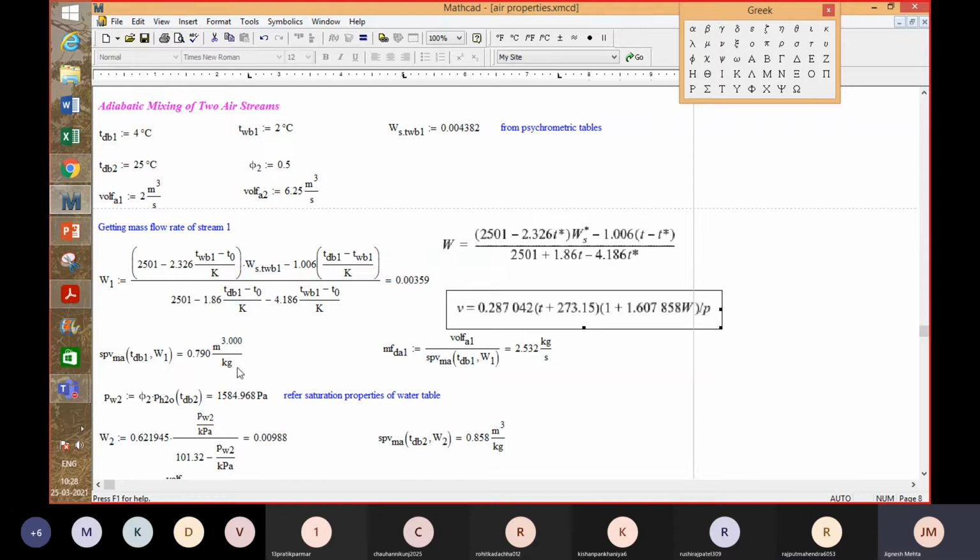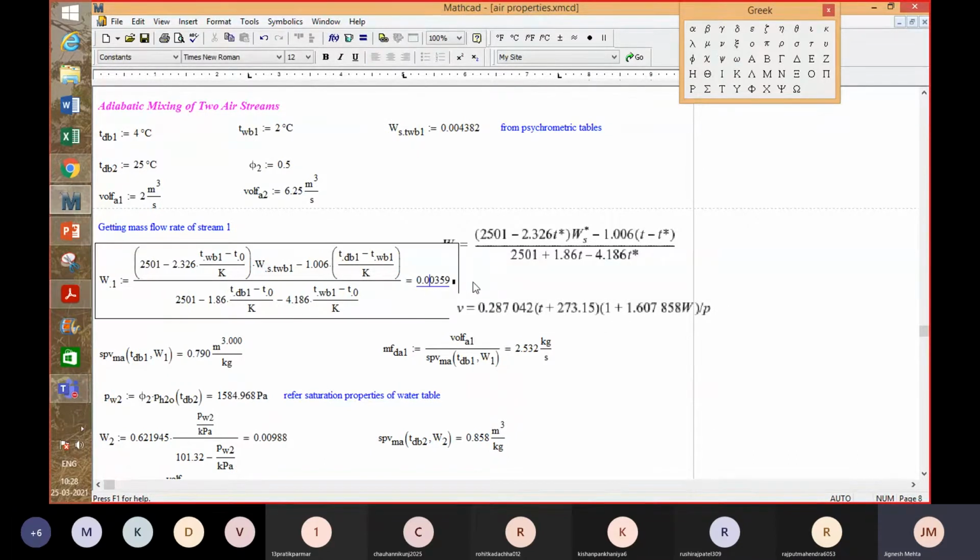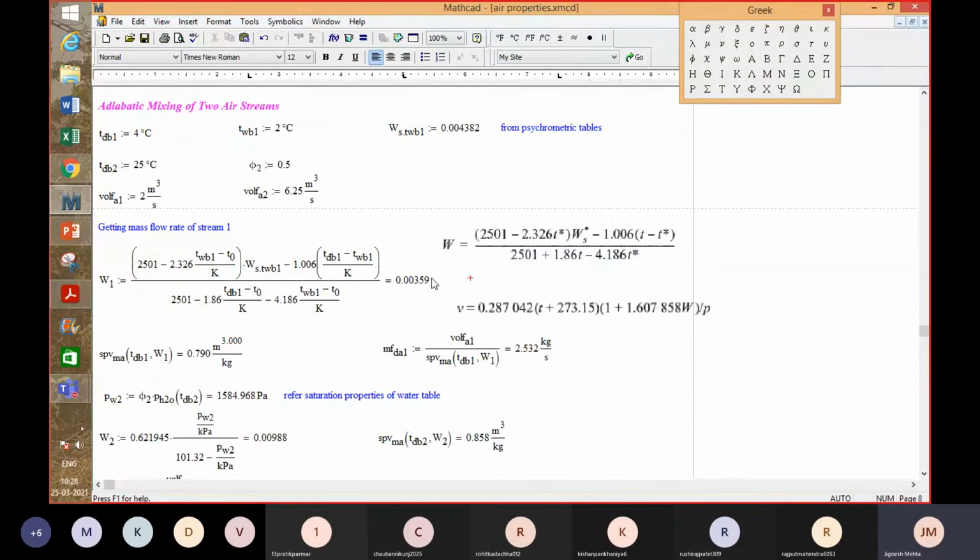Now, because I am using a program, there could be some limitations in writing the units, but you are very clear about what is the unit for each, and you should write the unit. You should not miss the unit. So W is here in kilogram of water per kilogram of dry air.